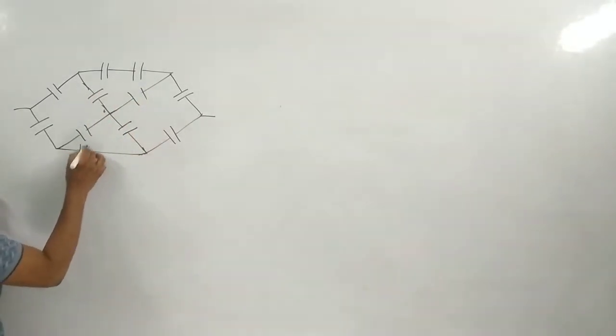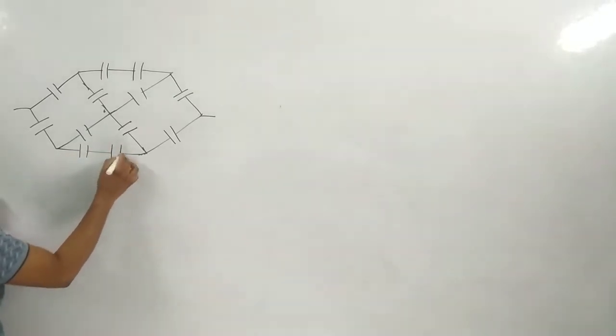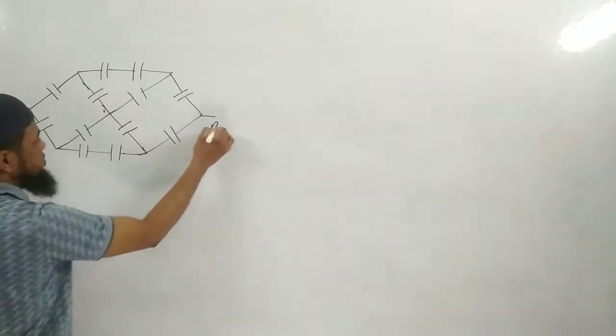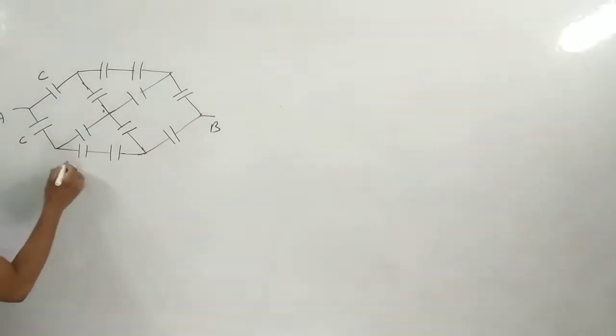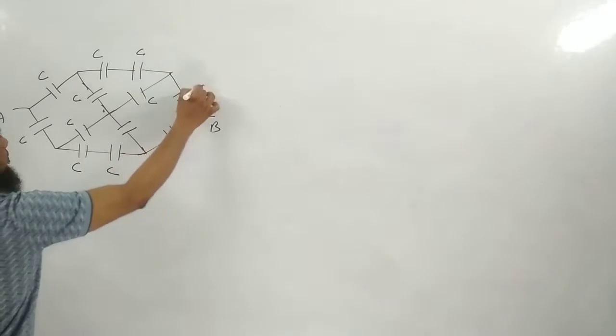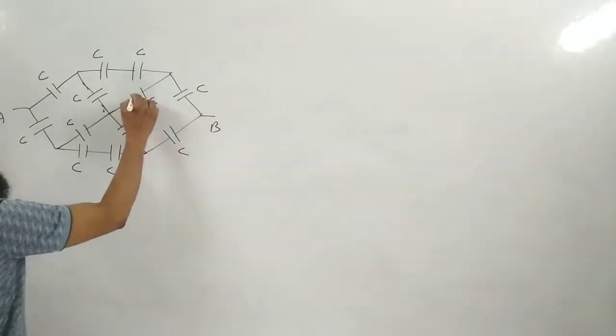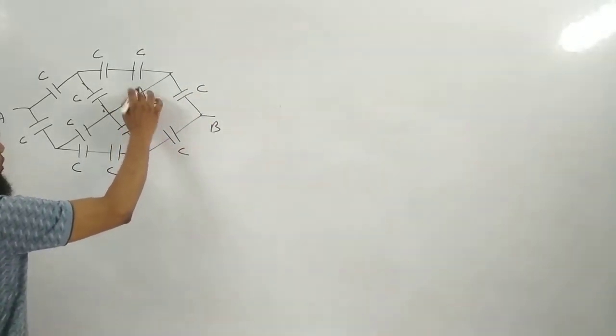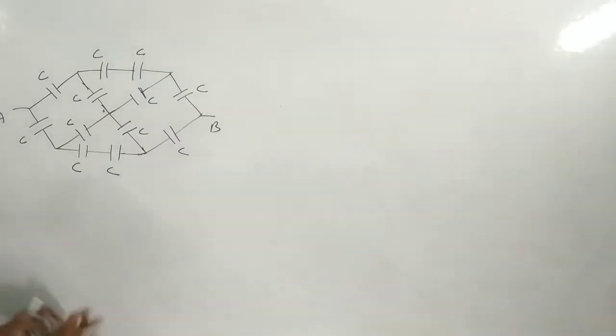I'm taking two capacitors out here. So in order to simplify the problem, all capacitors I'll consider to be C. So all capacitors are having capacitance C, because I have to make you understand the symmetry. So this particular problem we can solve many ways. I'll show you some of the methods out here, right?